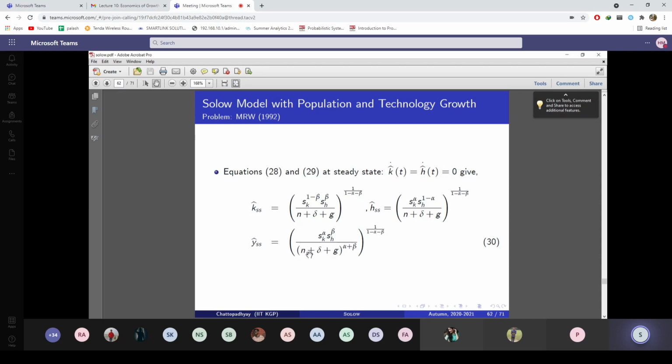But again, this effective depreciation is the denominator. So if your population growth rises, your YSS falls. If your delta rises, your YSS falls. If your rate of growth of technology rises, YSS falls. In the long run, in this model, since it is simple labor augmenting technological progress, the long run growth rate is again g plus n.